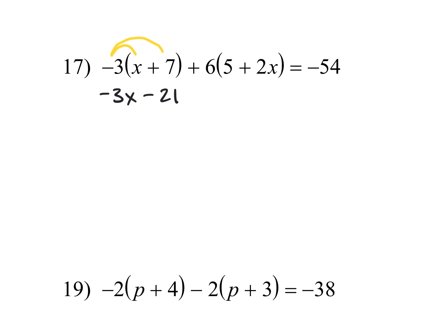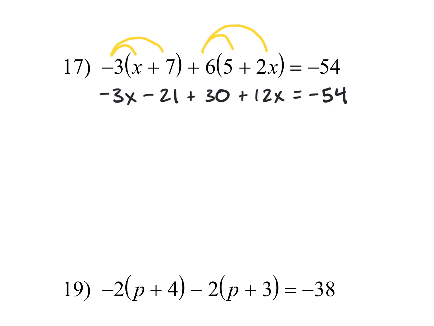Okay? Then you've got to take the 6 and distribute it to both the 5 and the 2x. So you distribute those out. Well, 6 times 5 would be 30. And 6 times 2x would be 12x. That is all equal to -54, because you could not do anything.